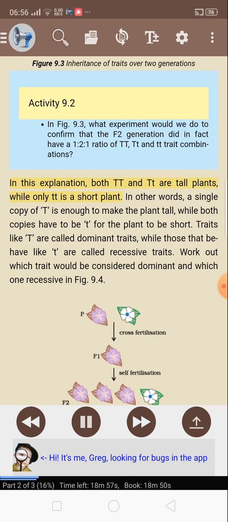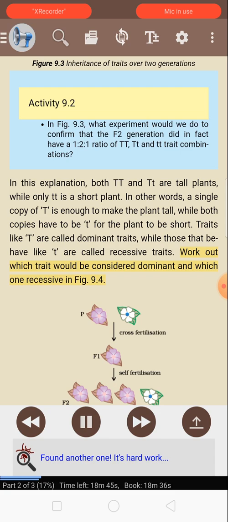In this explanation, both TT and Tt are tall plants, while only tt is a short plant. In other words, a single copy of T is enough to make the plant tall, while both copies have to be t for the plant to be short. Traits like T are called dominant traits, while those that behave like t are called recessive traits. Work out which trait would be considered dominant and which one recessive in Figure 9.4.